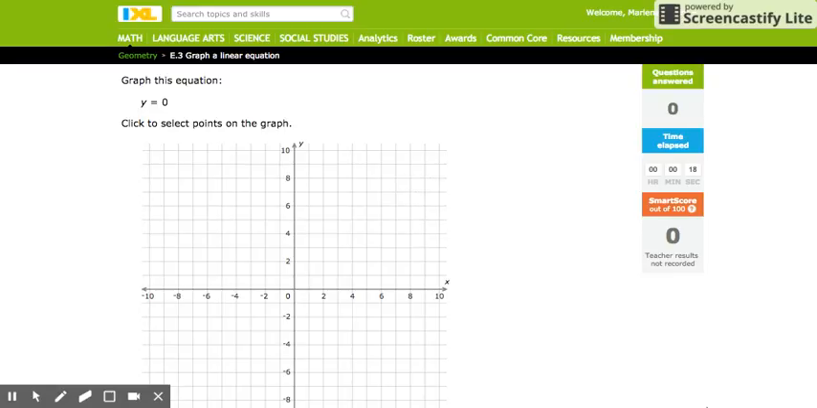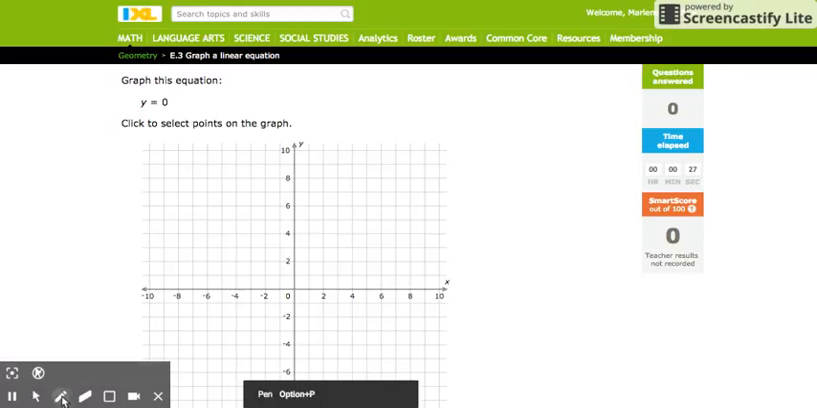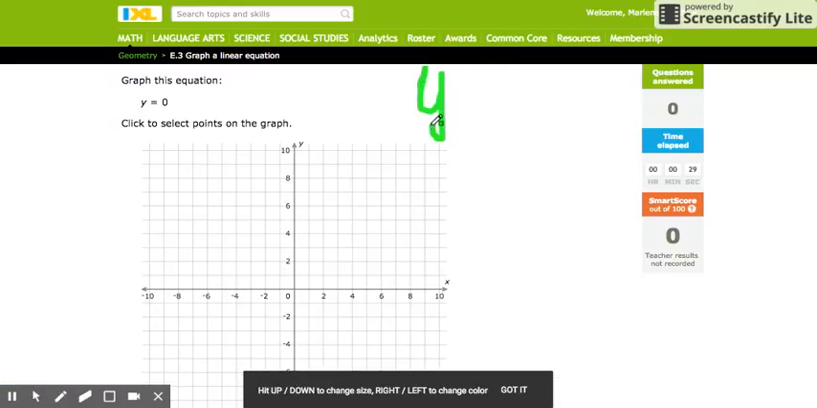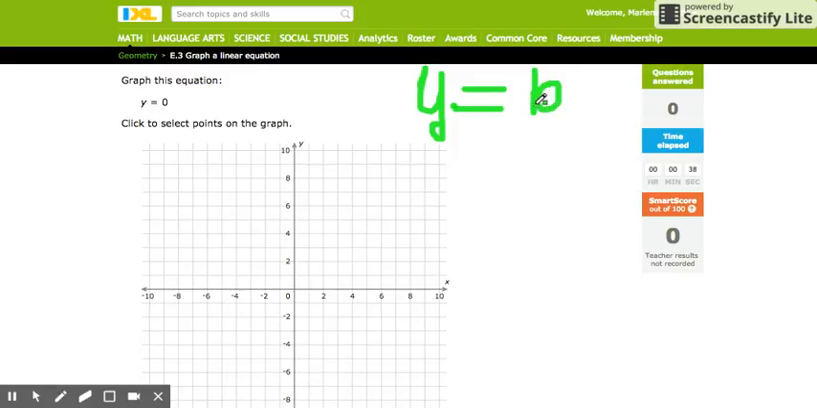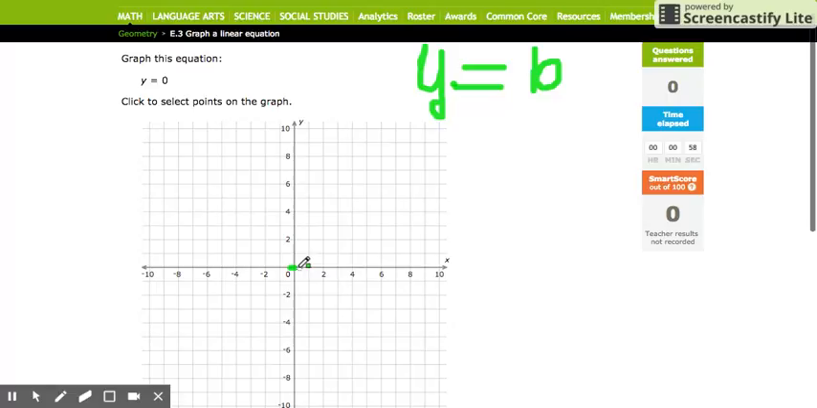Okay, next one. So you have to graph this linear equation. Y equals a number. Okay, so this is written in the form of y equals a number. So let's call it b. That's just a number, isn't it? Now, b is special because we know that b is your slope intercept, right? So this is your y-intercept. So it's going to be somewhere on this line. So y equals 0. Boom, there's your line. There's your point, your y-intercept.